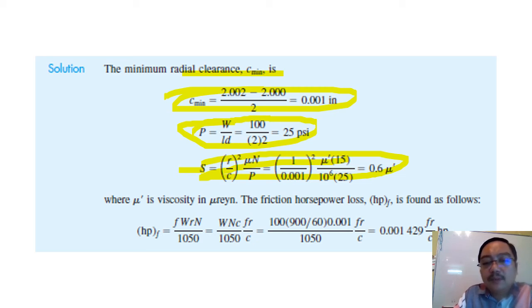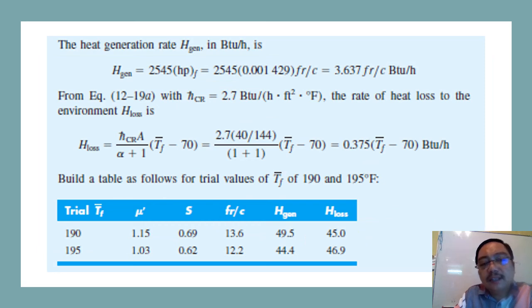Then the viscosity is in microreyns, and horsepower is found as follows. You can get this horsepower, the friction power loss. The heat generation rate in British thermal units per hour is the heat generation. From this equation you can get 3.637. And from equation 12.19a, using the alpha given in the question, you can get 0.35.